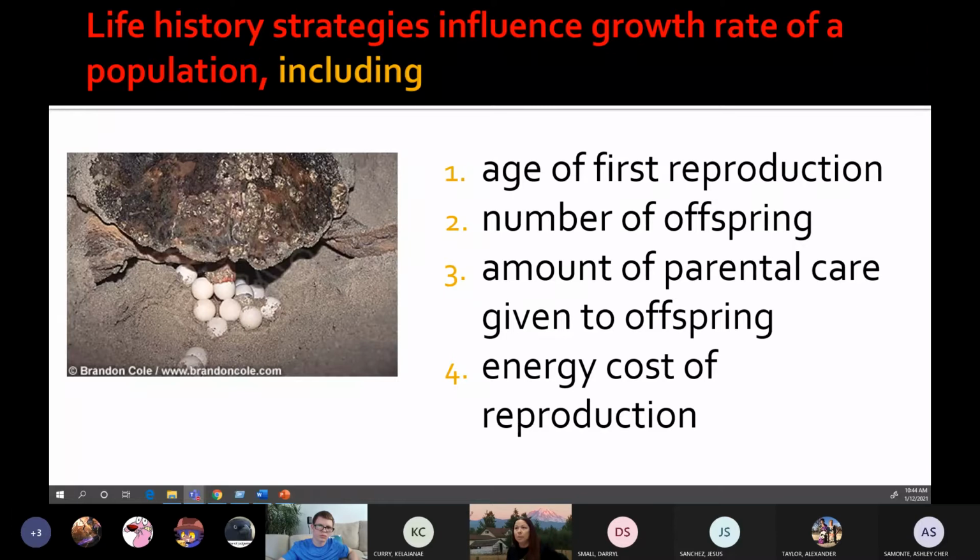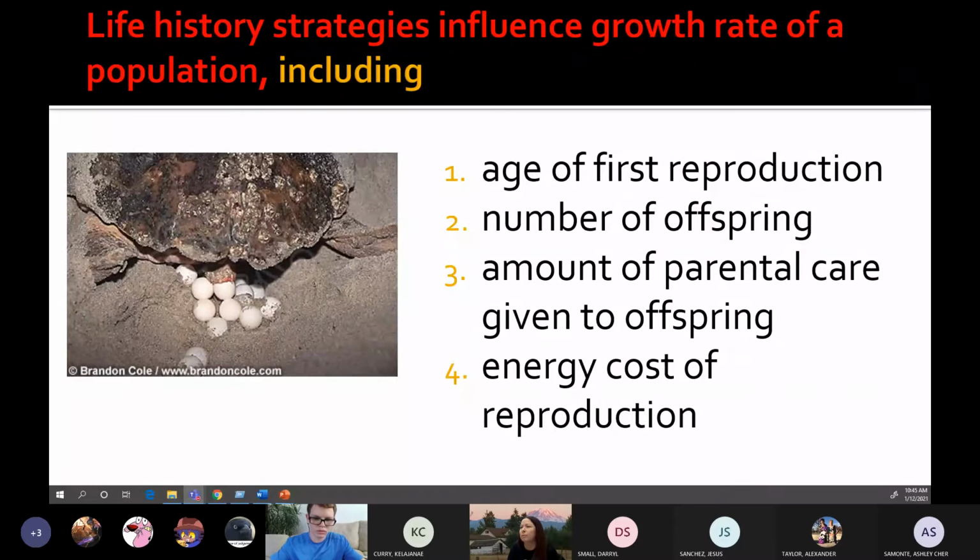Number 2 is the number of offspring. Is it just 1 or 2, like humans or horses or anything like that, that don't have very many at a single time, versus like you can see in the picture, a turtle having a whole bunch of eggs, right? So total number of offspring.